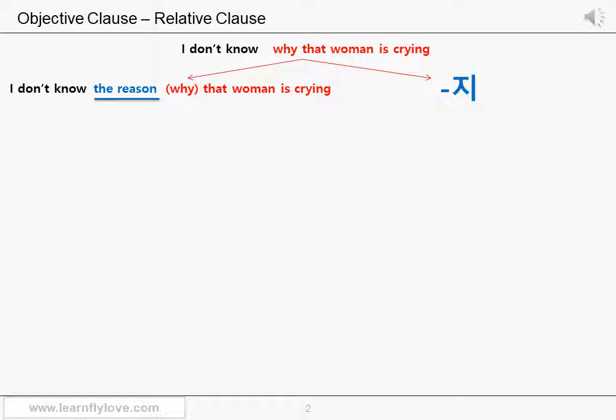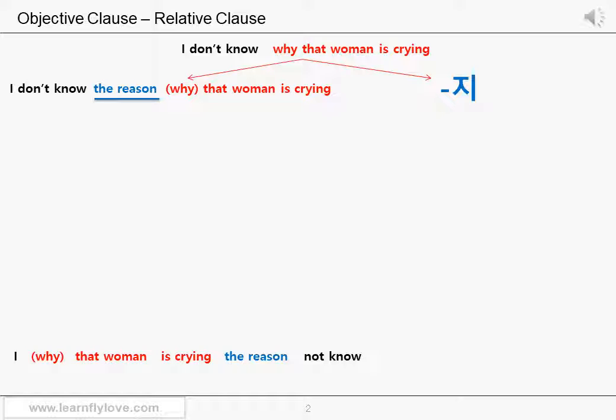I don't know the reason why that woman is crying. Let's rearrange the words. Now you can do that on your own, can't you? The subject I comes first, and "why that woman is crying" modifies a representative noun, the reason. Therefore, "why that woman is crying" part comes before the reason. The reason comes right before the predicative part because it's an object of the verb know or not know. And then the predicative part not know comes at the end. Let's not mention the main subject I.